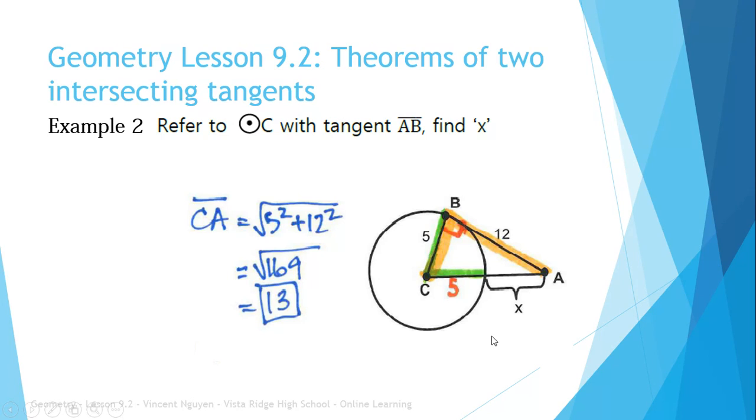Now, 13 happens to be the whole entire thing, which is segment CA. But the problem only asks us to find this little outside segment, which is x right here. But the whole thing is 13, and the radius itself is already 5. So what's left over? 8. So you do 13 minus 5 gives you 8, which is the outside segment.